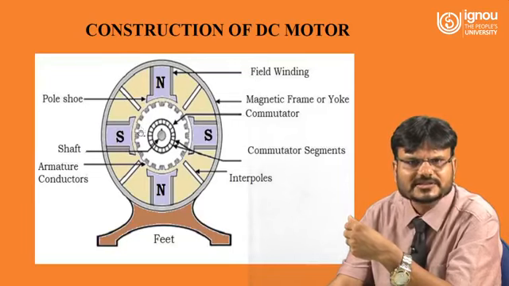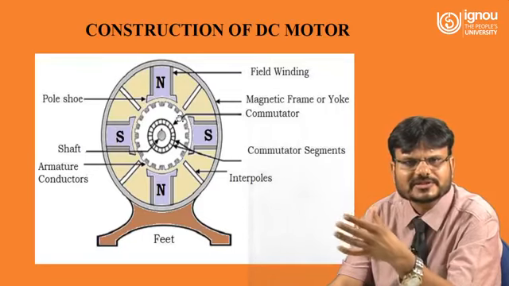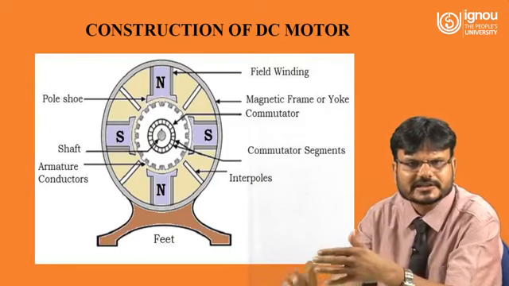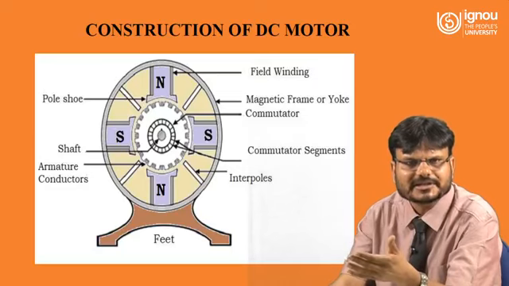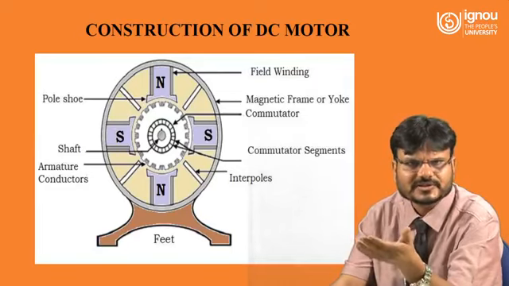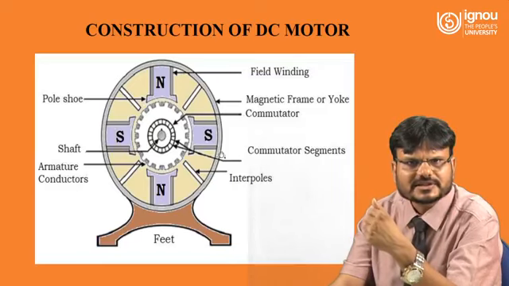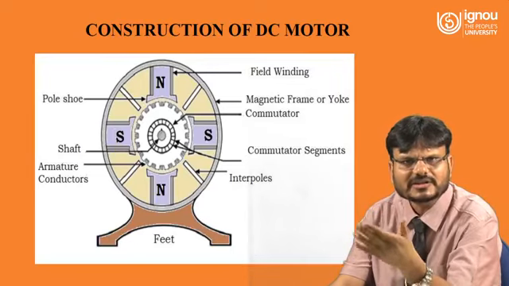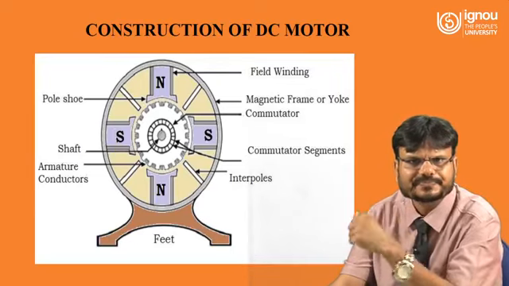And here you can see this is the armature. So what is the function of the armature? In the armature, conductors are placed, because whenever a current carrying conductor is placed in a magnetic field, it will experience some force, right? Then you can see this is the commutator. What is the function of the commutator? It converts DC to AC or AC to DC.